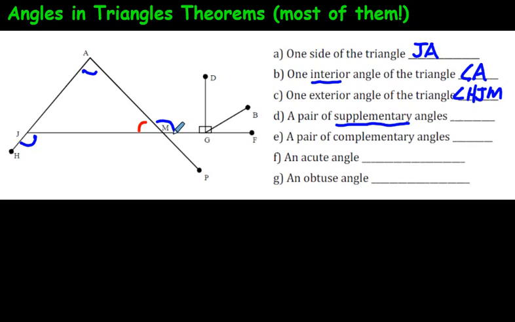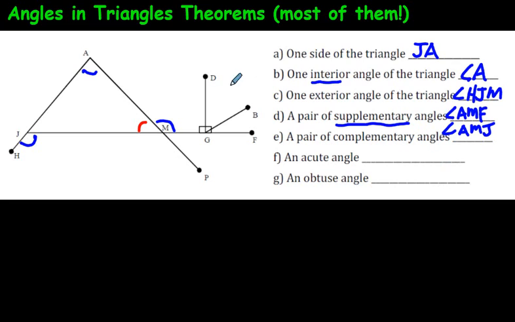They are 180 degrees. A straight line is 180 degrees. You probably already knew that. So a pair of supplementary angles, it's a bit difficult to write it all in with this pen. I will try. I'll just say angle AMF and angle AMJ. Okay? Those two angles make supplementary angles.